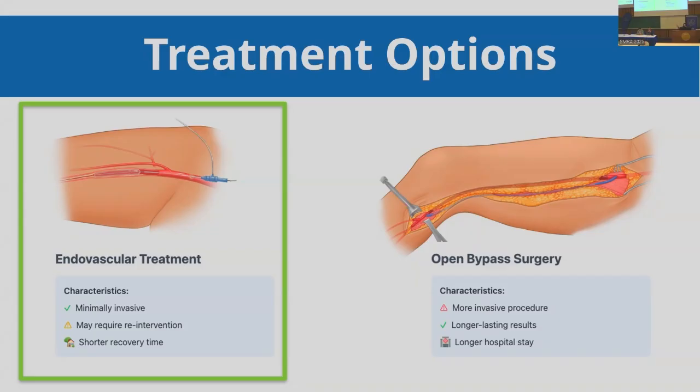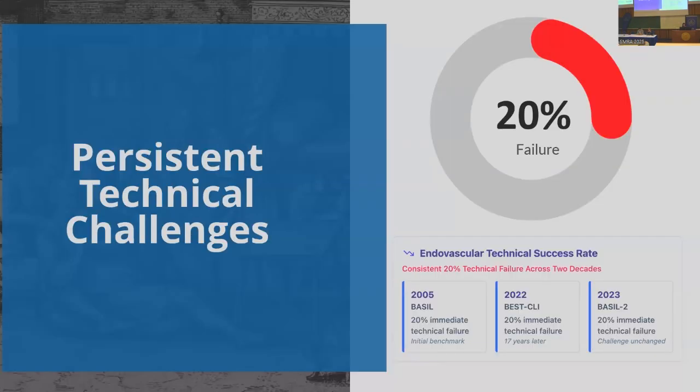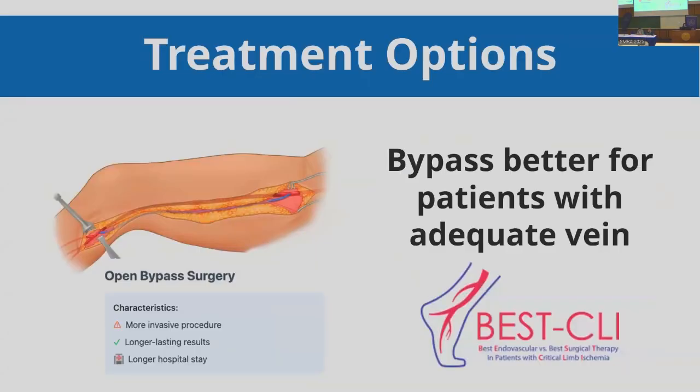We actually don't know who's better suited for which option, and so most of us are going to choose endovascular treatment because it's minimally invasive. The problem with that is that we fail a lot. 1 in 5 of these are going to fail immediately on your table. And because of that, and with growing evidence from landmark trials, we're really getting pushed to do bypass first in many of our patients, or almost all of them, if they have adequate vein.